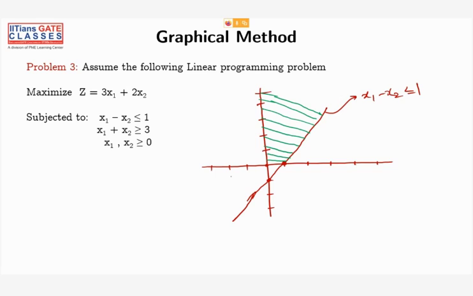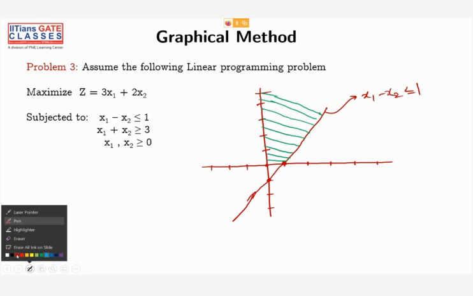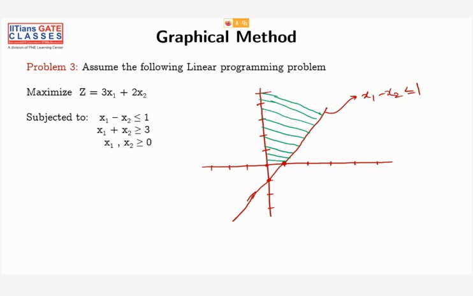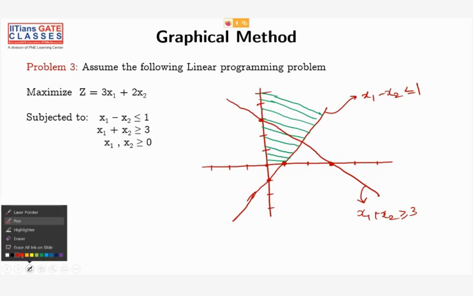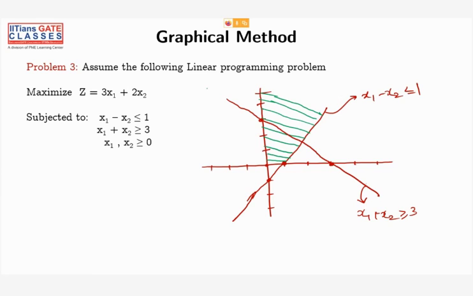So let me take another point, that is x1 plus x2 greater than or equal to 3. Again, which side should I shade? Substitute 0, 0. 0 is not greater than 3, so this is not satisfying. So you shade away from the origin.